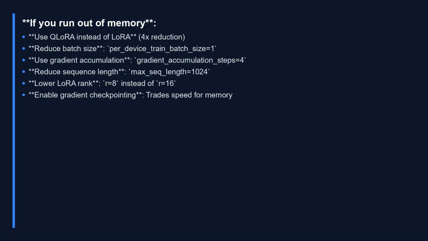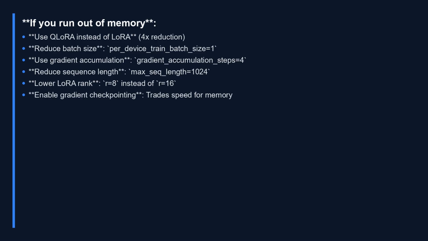When you do hit an out-of-memory error, there's a clear hierarchy of fixes to try. First, switch from LoRA to QLoRA. That alone gives you a 4x reduction in base model memory. If you're already on QLoRA, reduce per device train batch size to 1 and compensate with gradient accumulation steps equals 4 to maintain an effective batch size of 4.